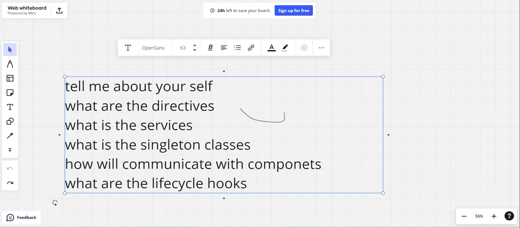We mainly have around 7 life cycle hooks. People are used to saying the constructor is one, but constructor is not a life cycle hook, it's a JavaScript concept. The first one is ngOnChanges, then ngOnInit, ngAfterViewInit, ngAfterViewChecked, ngAfterContentInit, ngAfterContentChecked, ngDoCheck, and ngOnDestroy. These are the main life cycle hooks.